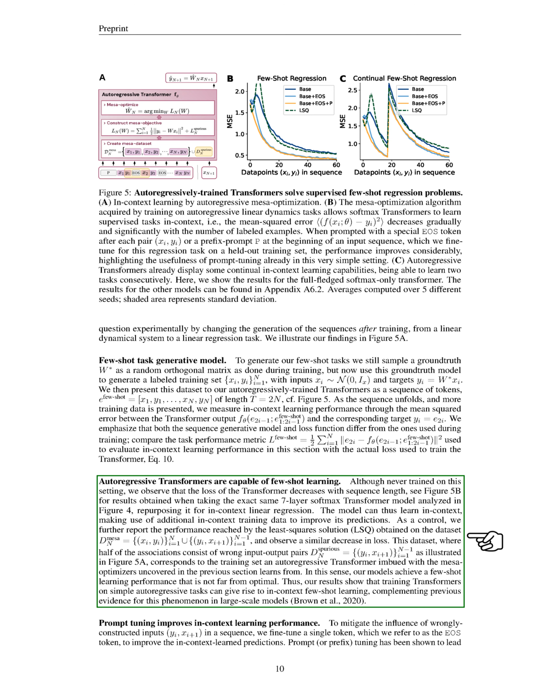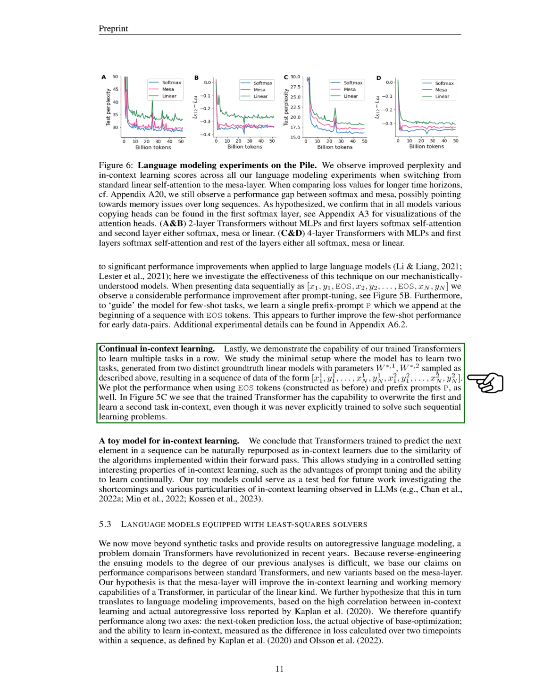To further improve the in-context learned predictions, we fine-tuned a single token, which we refer to as the EOS token. This technique, known as prompt or prefix tuning, has been shown to significantly improve performance when applied to large language models. Finally, we demonstrated that our trained transformers can learn multiple tasks in a row. We studied the minimal setup where the model has to learn two tasks, generated from two distinct ground truth linear models. We found that the trained transformer has the capability to overwrite the first and learn a second task in context, even though it was never explicitly trained to solve such sequential learning problems.